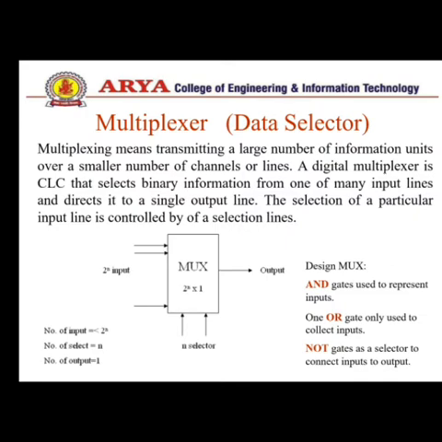Now we come to the topic of multiplexer, which is also called a data selector. Multiplexing means transmitting a large number of information units over a small number of channels or lines. A multiplexer is a special type of combinational circuit which has 2 power n input lines, 1 output, and n selection lines. To design the multiplexer, we use AND gates, OR gates, and NOT gates.